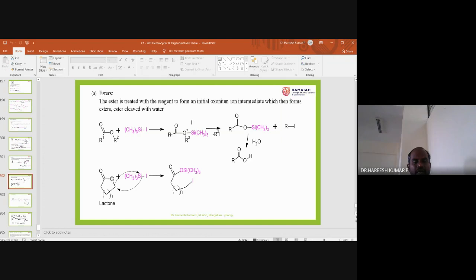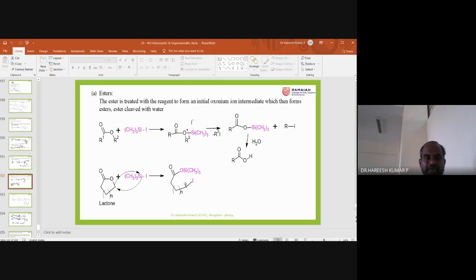So lactone also contains oxygen. The lone pair is also there on the oxygen. That lone pair forms a bond with silyl. So once there is a bond formation between the oxygen and silyl, oxygen attains a positive charge, then this bond pair tries to move towards oxygen. At that time I minus will attack this carbon. So that is how the iodo-silyl ester is obtained.